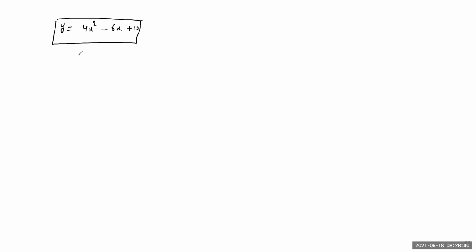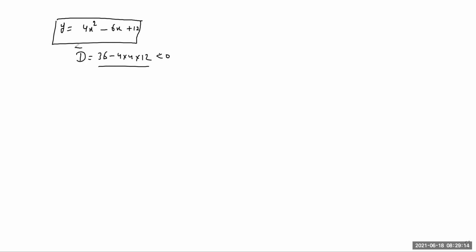Okay, fine. Look at this. Let's say this is also a quadratic curve, so that's very easy to understand intuitively. So y is equal to 4x square minus 6x plus 12. Now, if you find the discriminant of this equation, the discriminant will be b square minus 4ac, and this is going to be a negative number.